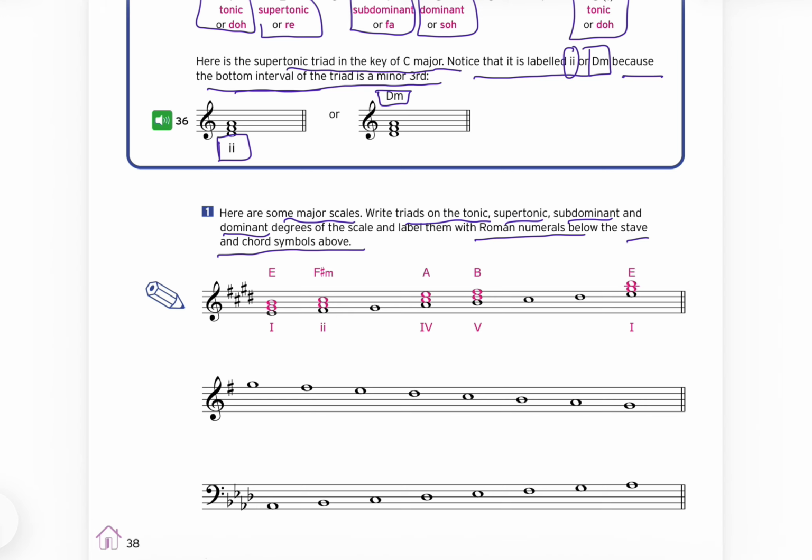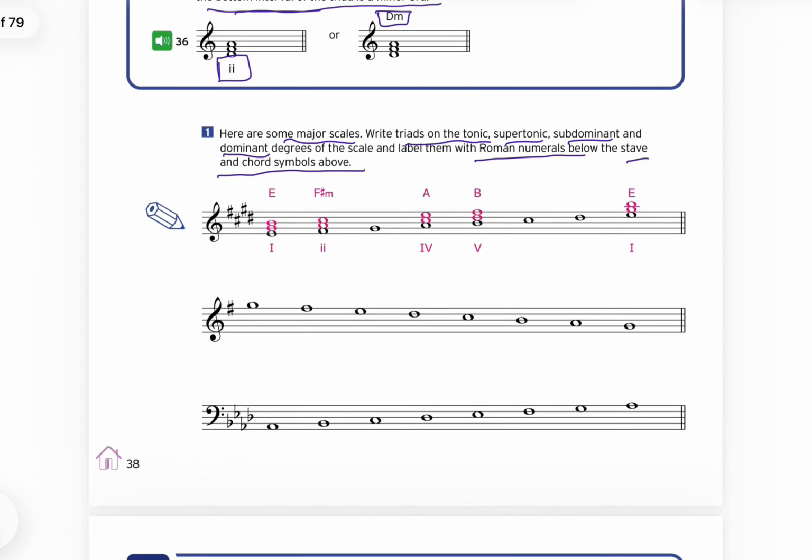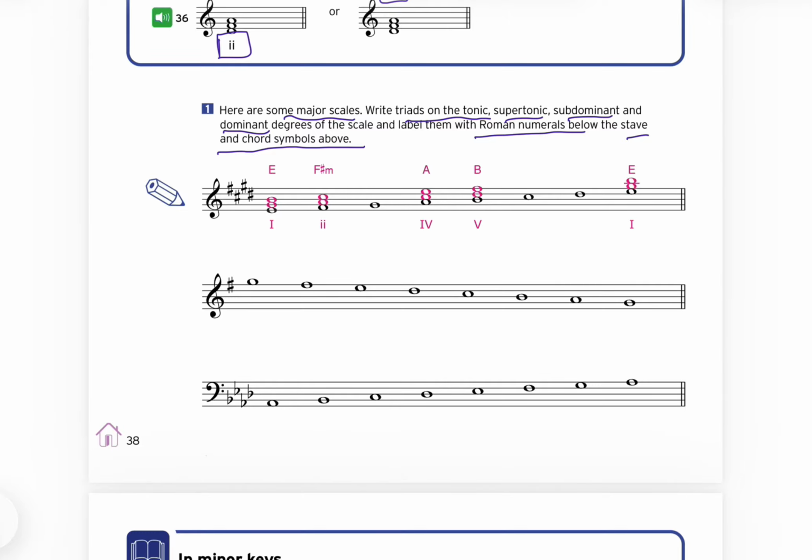In this one, first we'll check the key signature. You can see this is 1 sharp. One sharp means this is G major, because right now we're working on major scales, so there is no point in finding the relative minor. So this is the G major scale.